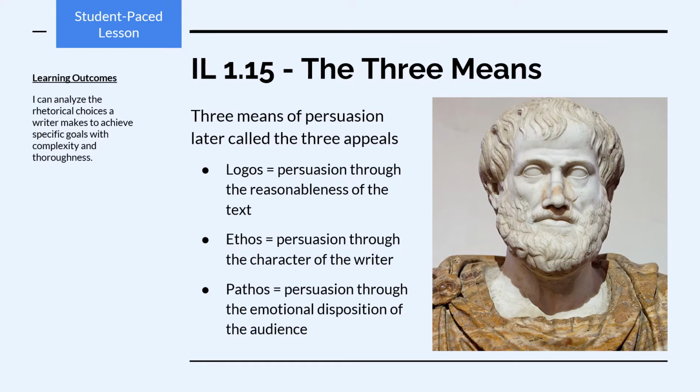Not much has changed since Aristotle wrote that, except that we now call these 3 means of persuasion the 3 appeals, or the 3 rhetorical appeals, and they often go by these common terms: logos, which is persuasion through the reasonableness of the text; ethos, which is persuasion through the character of the writer; and pathos, which is persuasion through the emotional disposition of the audience.